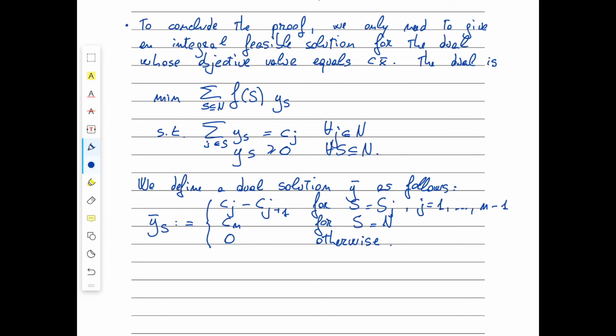Okay, so once again, as we did for the primal, the first thing to observe is that c integral implies y bar integral. Then we need to check dual feasibility, which is immediate to verify. So I assume that's a good exercise. It really just takes a second. So please do it. It is immediate to verify that y bar is dual feasible.